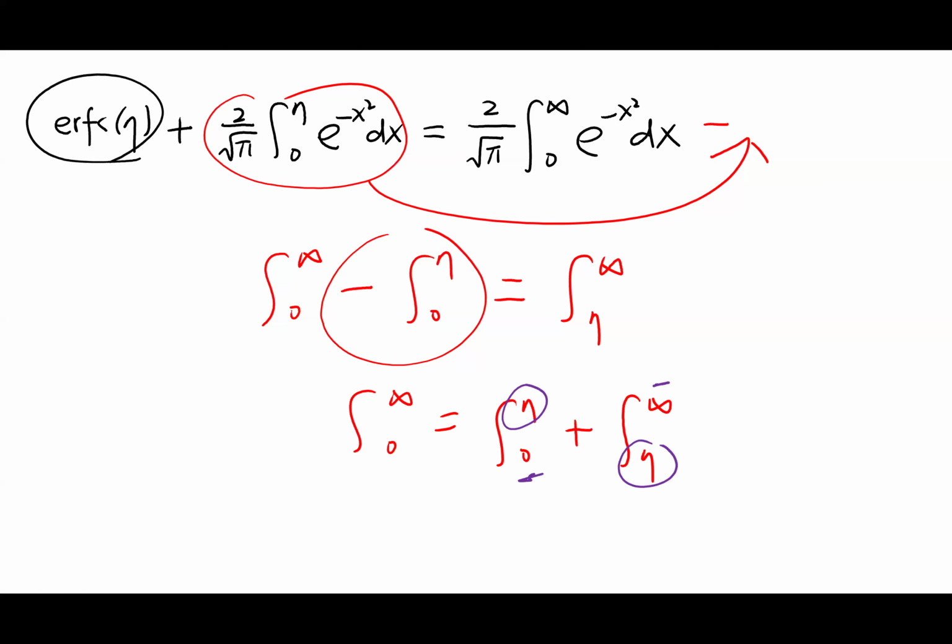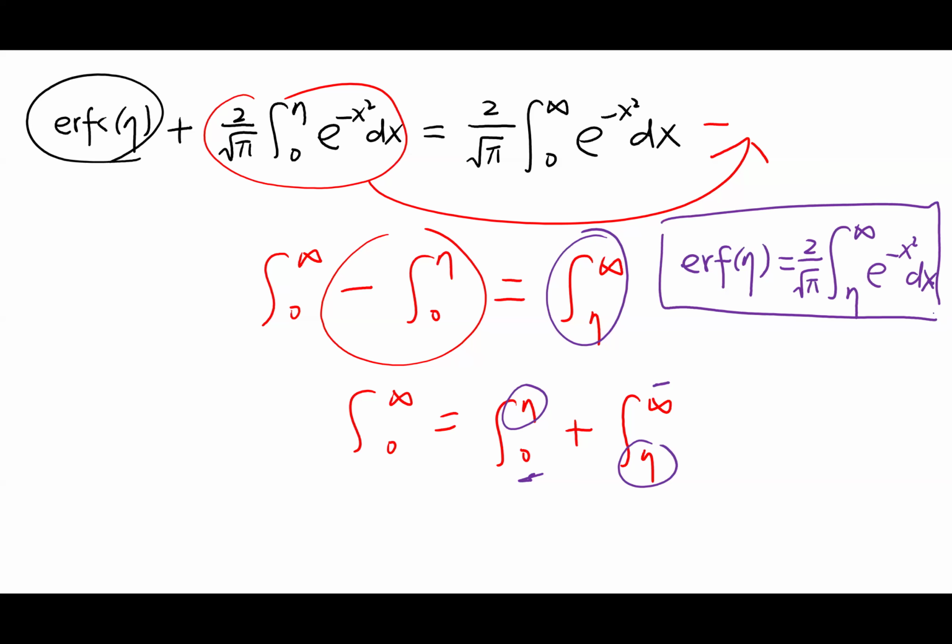So basically this tells you that erfc eta should equal to this, 2 over square root pi integrated from eta to infinity of e to the power of negative x squared dx. Okay, so this is also what the homework problem wants us to demonstrate. I hope this helps.